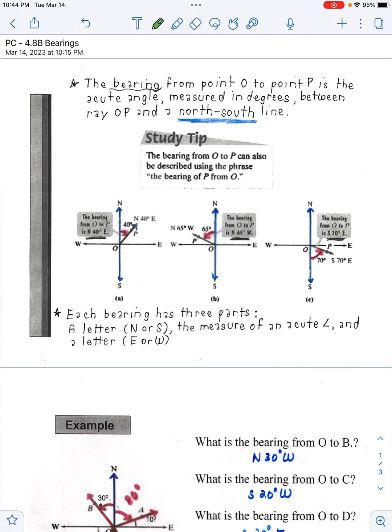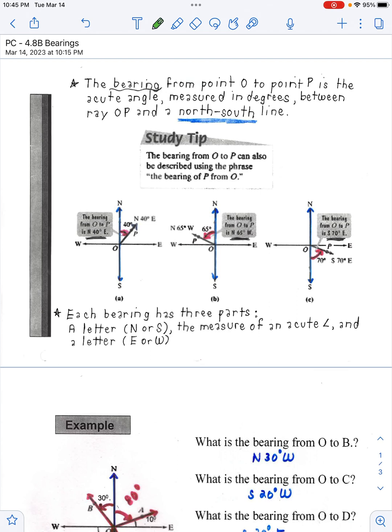Now, you see three diagrams in the middle of our page here, and the bearing from point O to point P is the acute angle measured in degrees between the ray OP and a north-south line. In these diagrams, the north-south line is the vertical line, like the y-axis, and you're going to be using that north-south line to find bearings.